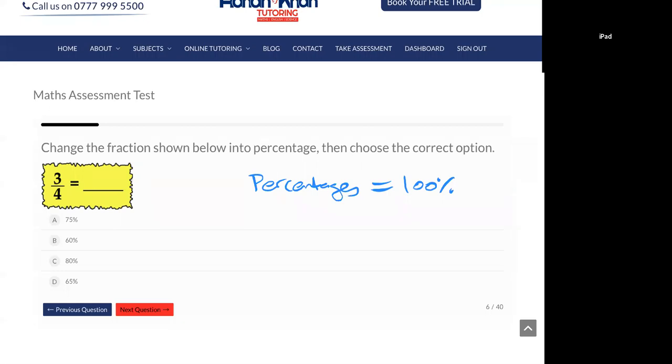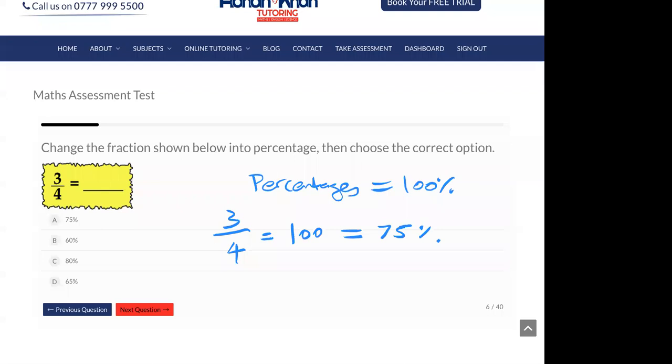So now we're going to convert 3/4 into a percentage. There's two ways that we can do this. So what's 3/4 of 100? 3/4 of 100 is going to be 75%.